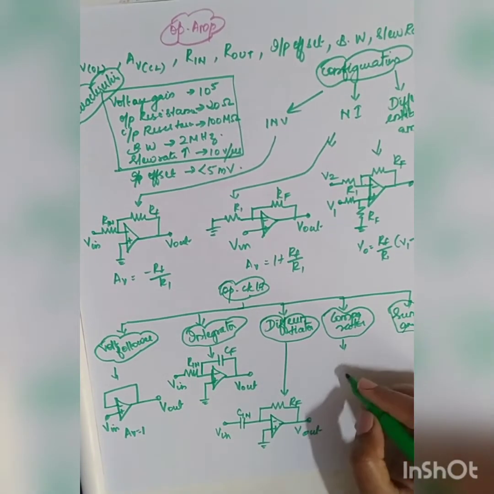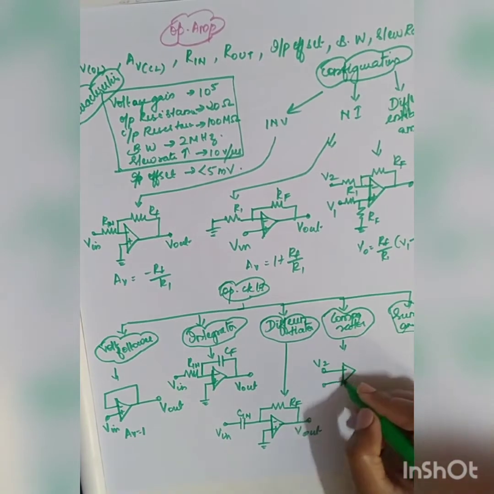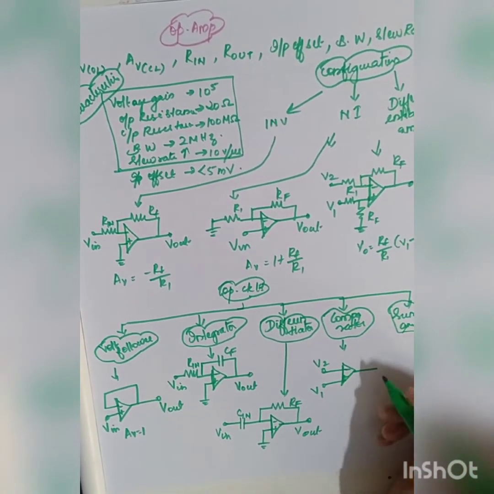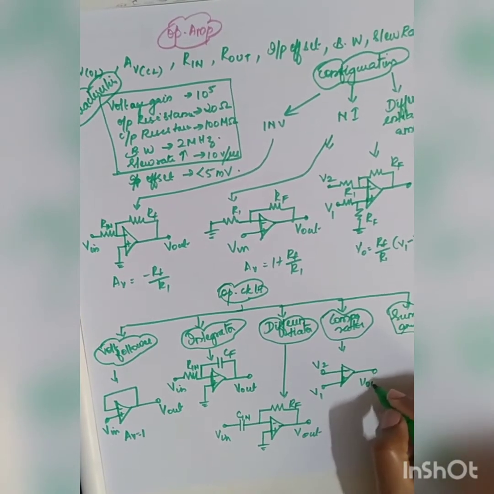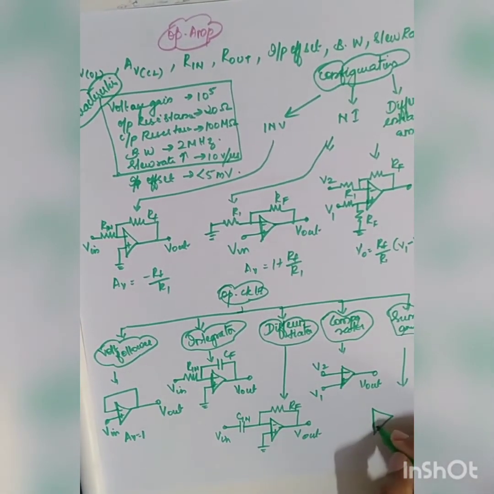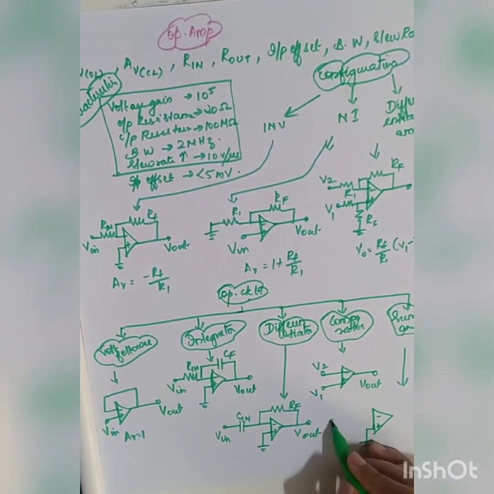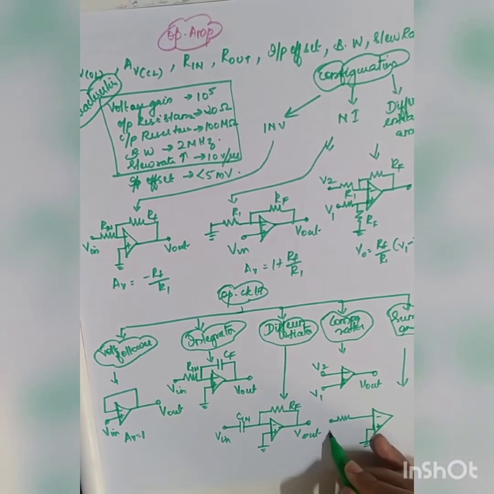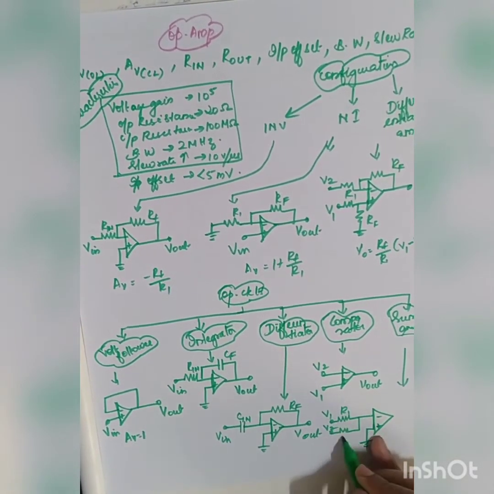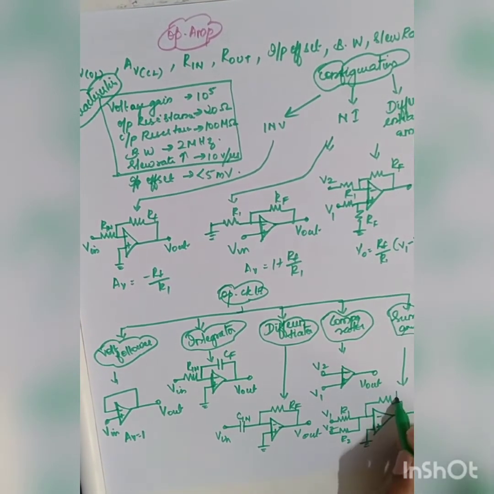Next is your comparator, a differential amplifier where you give both the inputs V1 and V2. It will be switching between plus VSAT and minus VSAT at V out. And the last one is your summing amplifier, which sums both the inputs given. The non-inverting terminal will be grounded. At the inverting terminal I am giving two inputs, V1 and V2, through R1 and R2, and this is your feedback RF.